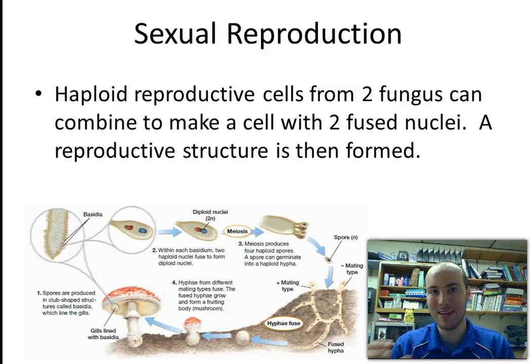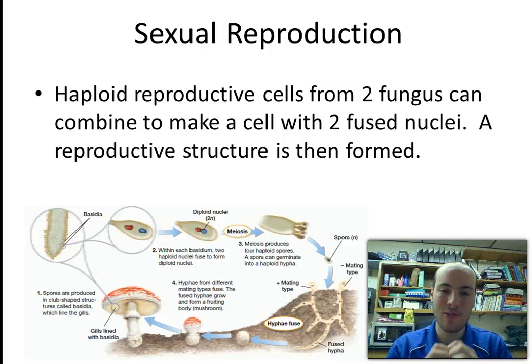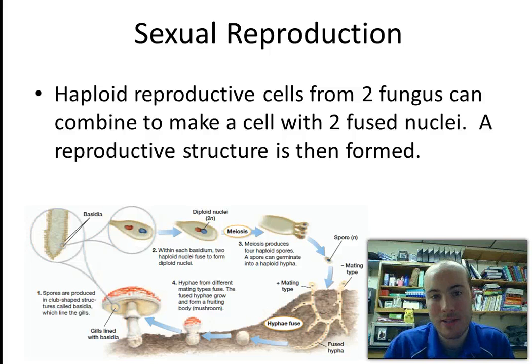So arbitrarily, one's assigned to be the plus and one's assigned to be the minus, or positive, negative. I've even heard them referred to as A and B before. And they merge together, they make one cell with two fused nuclei, and that cell can then grow into a new fungus that is a combination of the DNA from those two previous fungus, because it's sexual reproduction, so you're combining DNA from two different parents.